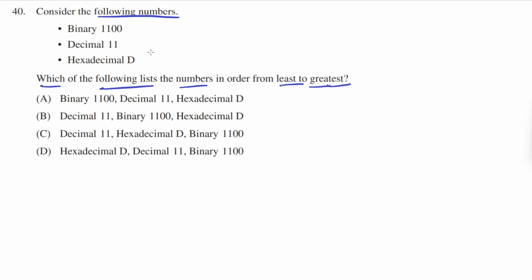So to order the numbers from least to greatest, we can just convert them all to their equivalent decimal values. So obviously we don't need to convert decimal 11 because it's already in the decimal system. So first let's convert binary.